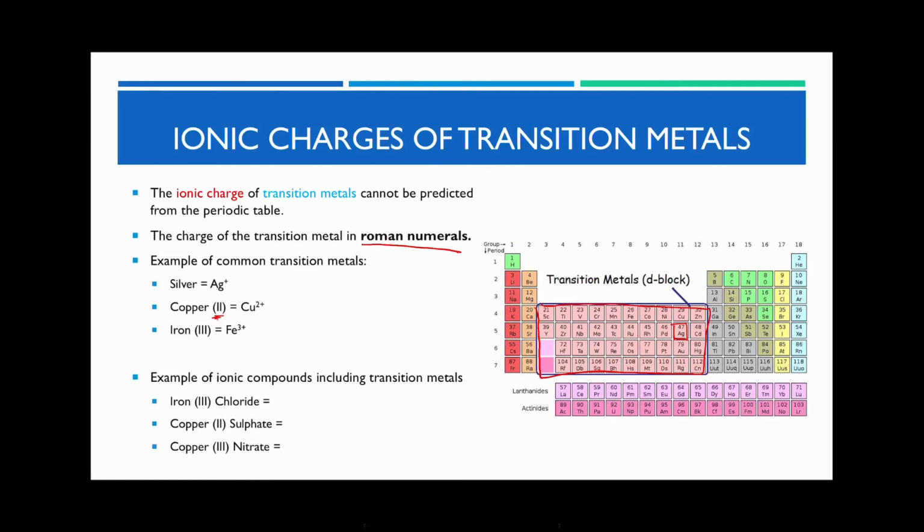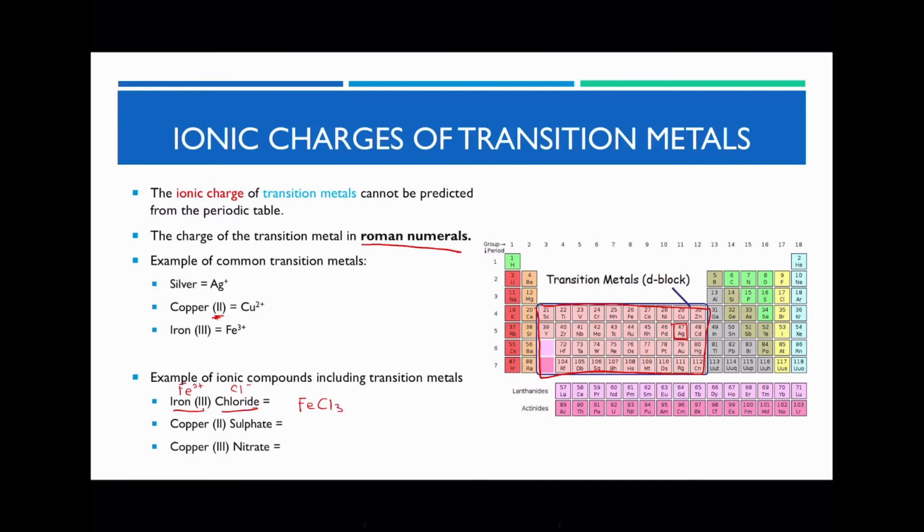So now we're going to look at these 3 examples to determine the ionic compounds with transition metals. The first one is iron 3 and chloride. We know that iron 3 will become Fe3+, chloride will become Cl-. Follow the crisscross method, so therefore it becomes FeCl3.